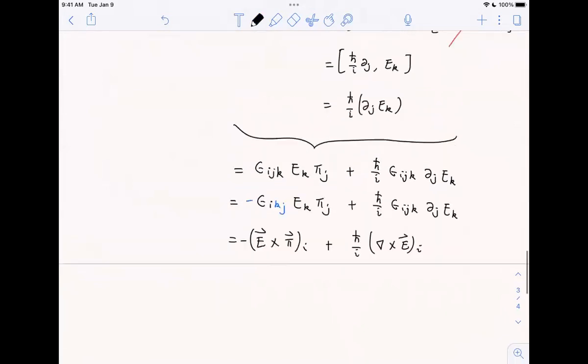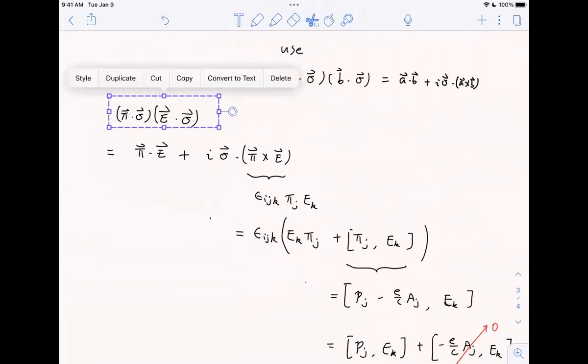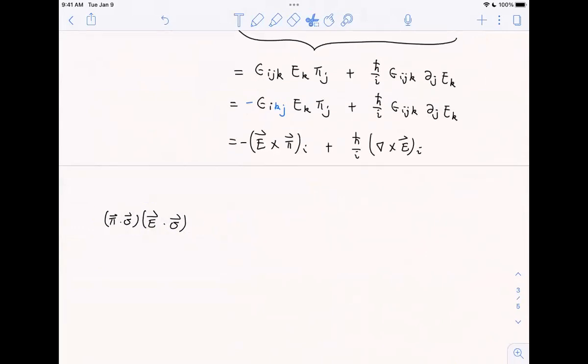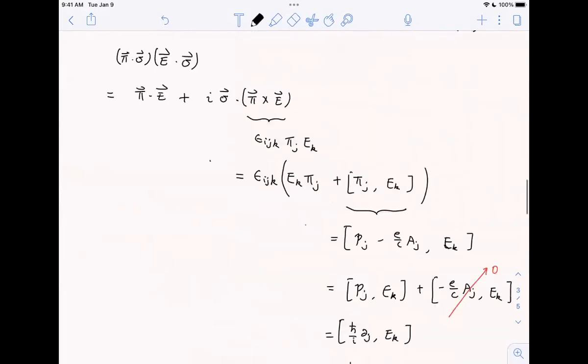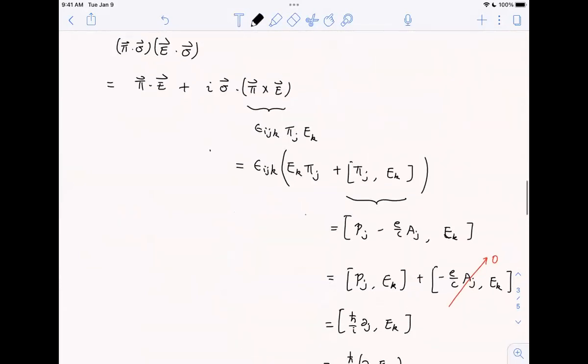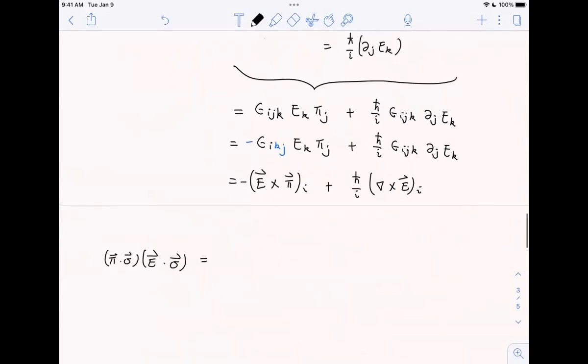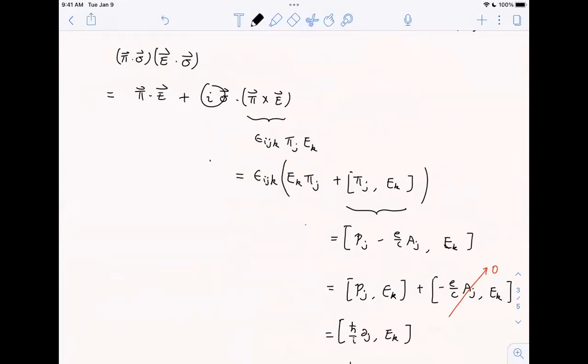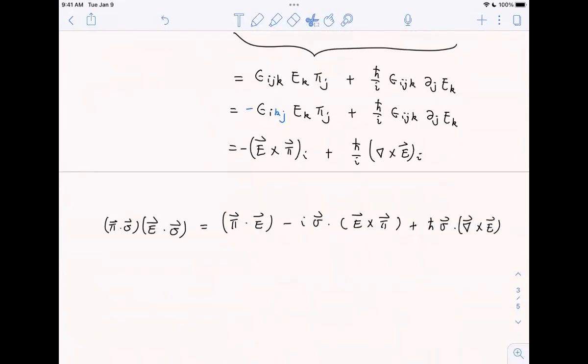Okay, so we're going to summarize it. This thing, copy. It's going to equal to, okay, you have this term and this term. So you just put it together. You have a dot product here. So you're going to have pi dot E minus I dot E cross pi and plus H bar sigma dot this. So this I and this I cancel. Okay, so you have a term like this.